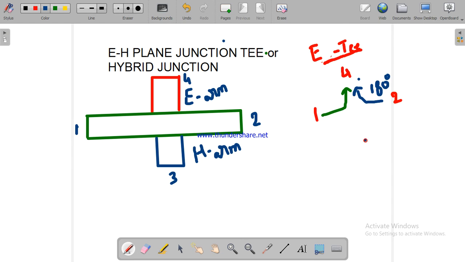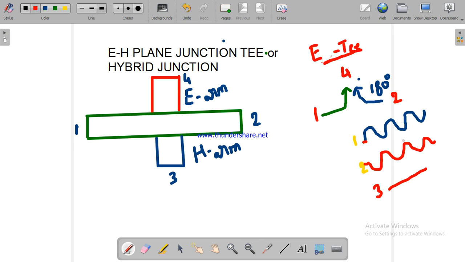For example, if we feed this type of signal at port 1, and the same signal at port 2, due to port 2 the signal gets a 180 degrees phase shift. That means the phase difference between these two signals is 180 degrees, right? So the addition of these two signals gives 0. That is, the output at port 4 is 0. Both signals get cancelled. This is the operation of the E plane T.